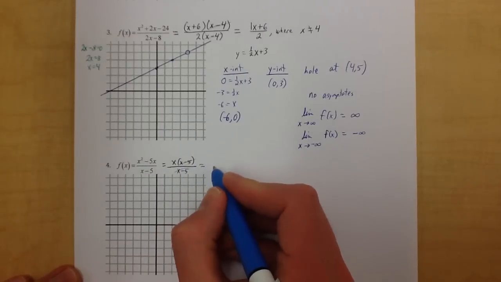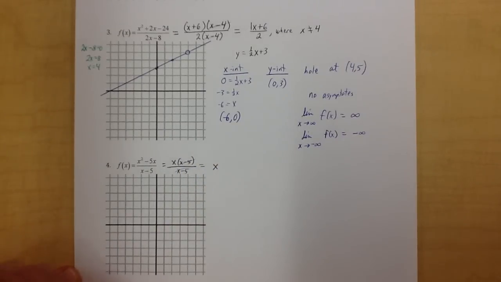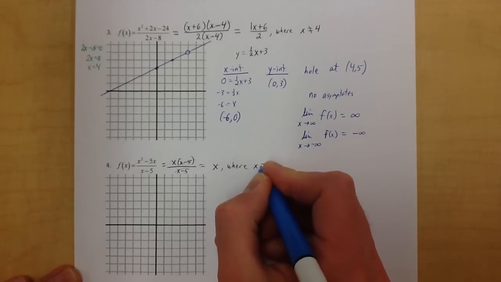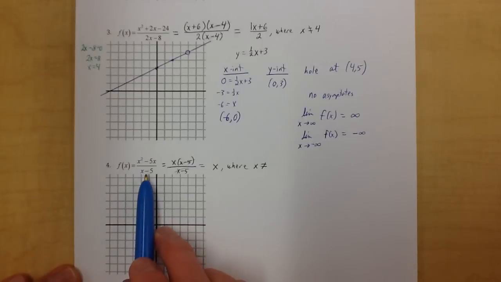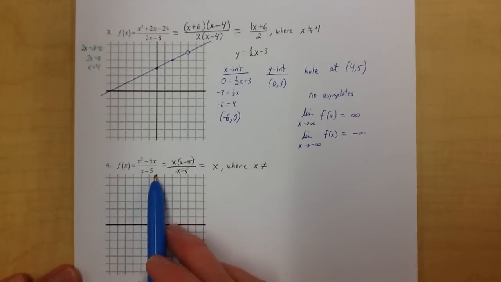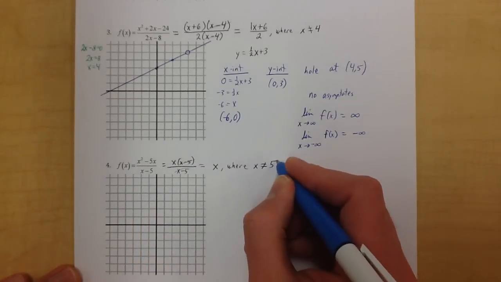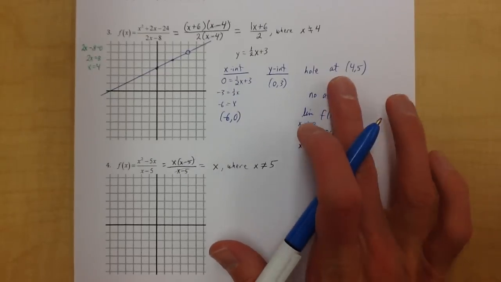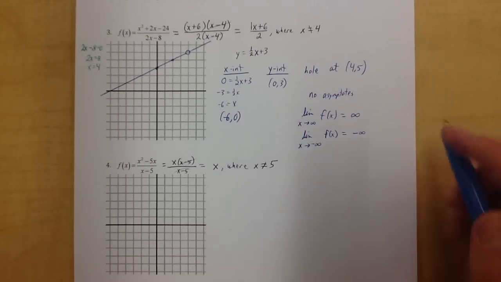So we'll do that. And we'll say that this really is the line x, where x cannot equal whatever would make my denominator 0, which would be a positive 5. Okay? I'm going to leave the rest of that one up to you. There are no asymptotes on it. There is a hole.